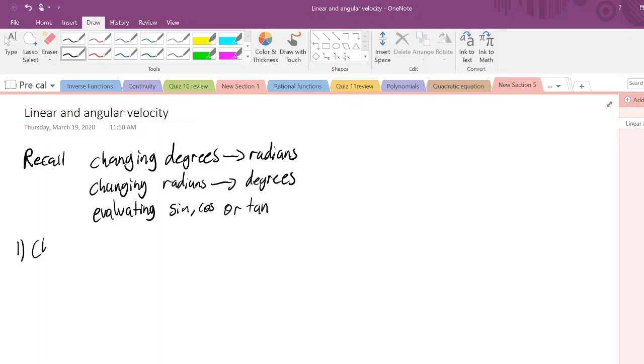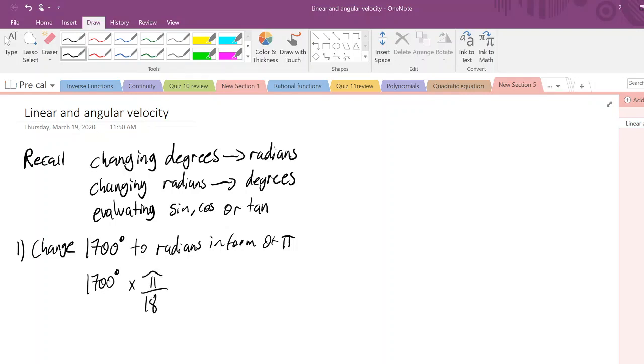So we're going to change 1700 degrees to radians in form of pi. So all I have to do is 1700 times pi over 180. So that equals to 9.44. But we want it as a fraction. And it's going to be 85 pi over 9.